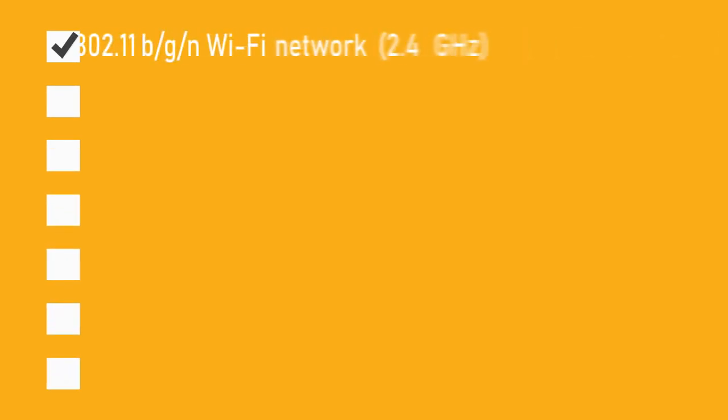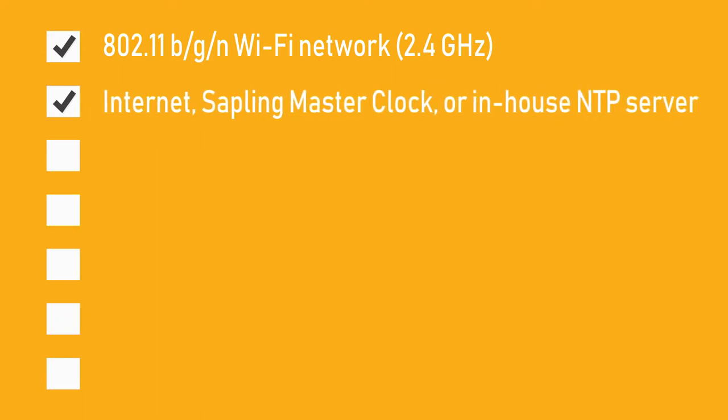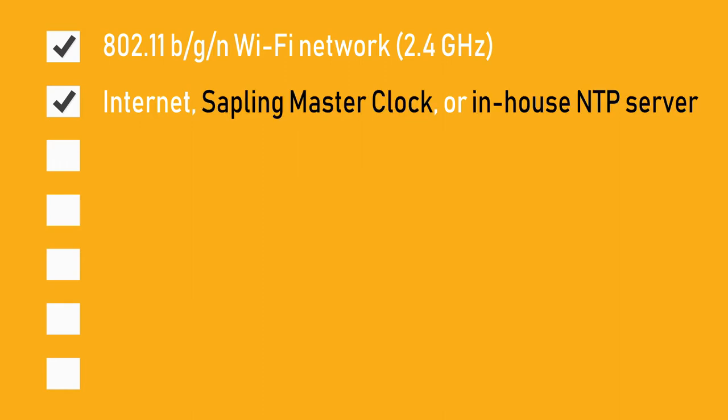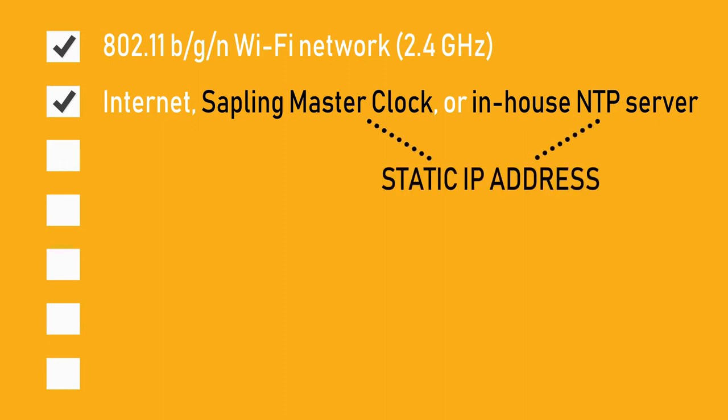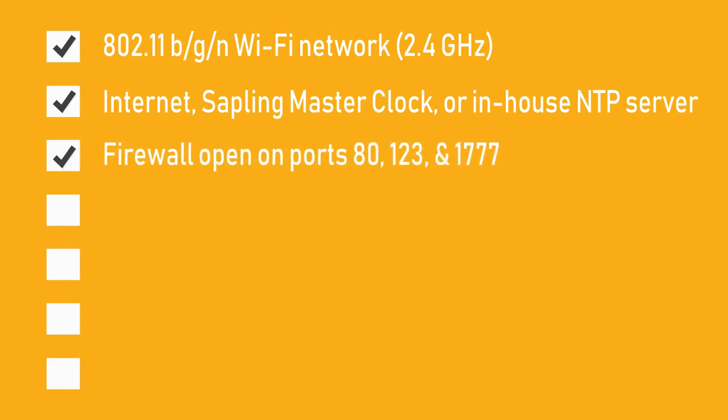A Wi-Fi network that uses an 802.11 B, G, or N protocol. Either internet access, a Sapling Master Clock, or an in-house NTP server. If you are using a Sapling Master Clock or an in-house NTP server, confirm with your network administrator that it is set with a static IP address. A local firewall open on ports 80, 123, and 1777.